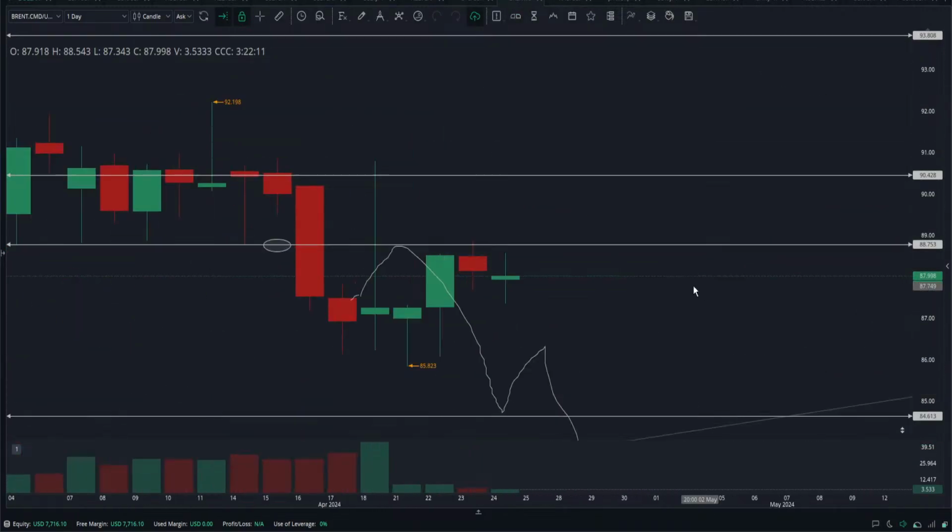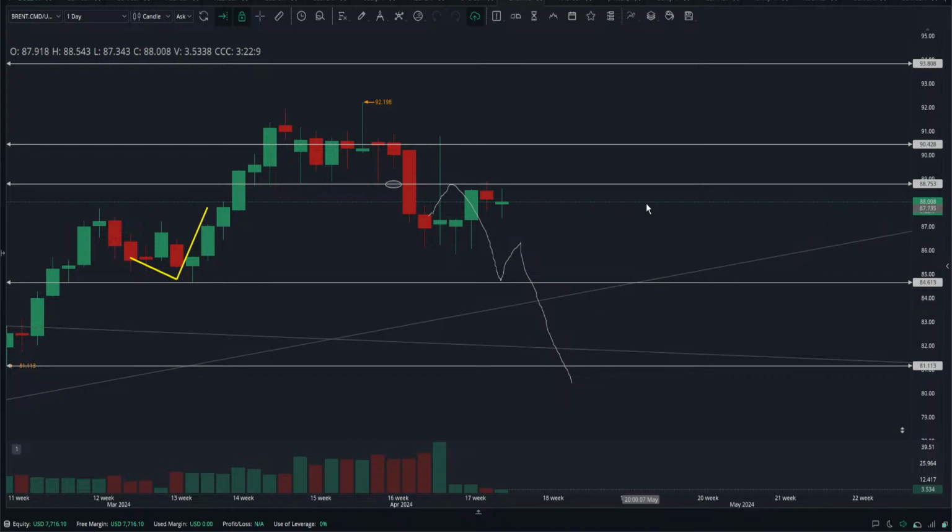Brent getting sold off. The resistance zone is around 88.753 and the support is around 84.61. Nothing solid on this one. Yesterday we could not see any very big price action. Expect the price to go to 84.61 before you see a big move.